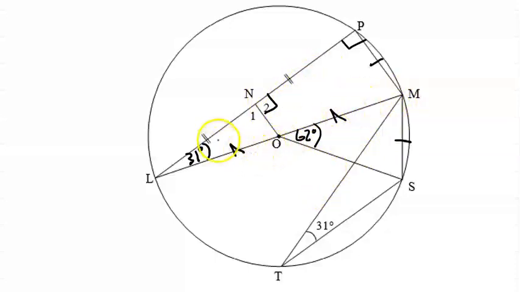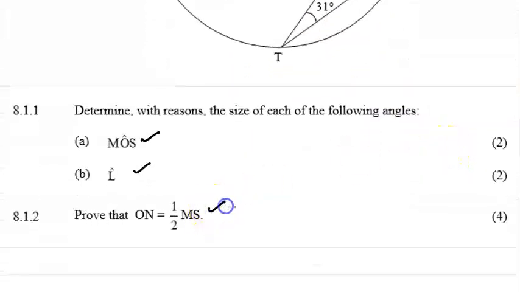Okay? Because you now have LN equals NP and LO equals OM. So this means that NO is parallel to PM and NO is half the length of PM. But because PM is equal to MS, NO will also equal half of MS. So that's also done. So learners, let's go write our solutions down.